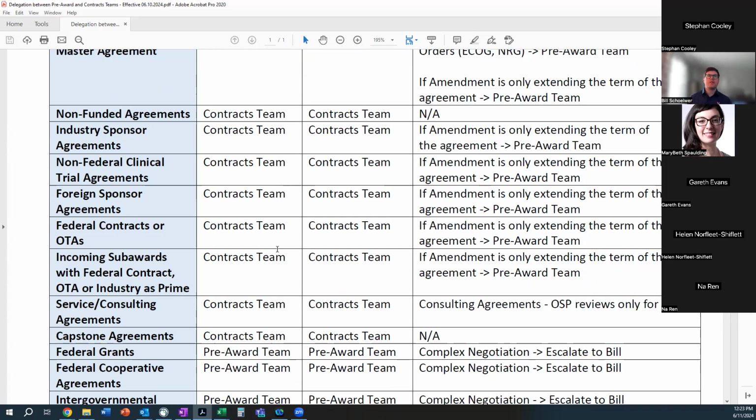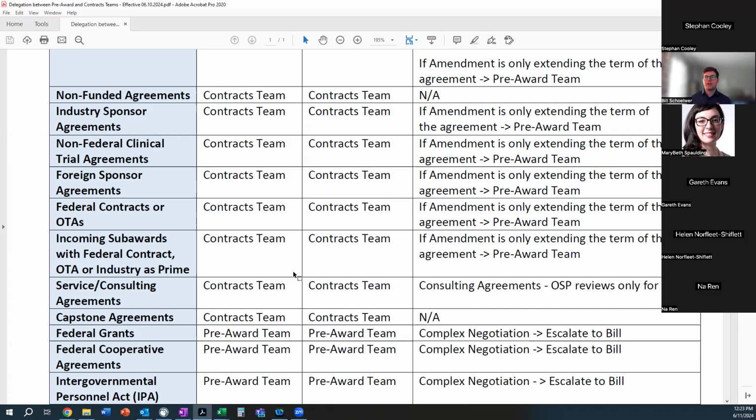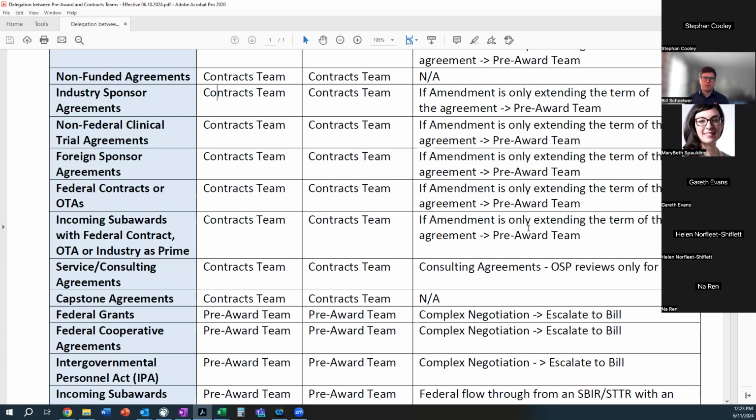So there's a fairly complex division of labor that happens between the two teams. And there's also the possibility that if there are terms on, say, a state procurement agreement or a foundation award that deal with intellectual property, complex intellectual property terms or export controls, or something that the contracts team has more expertise in, it may get reassigned from the pre-award team to the contracts team, depending on that level of complexity.